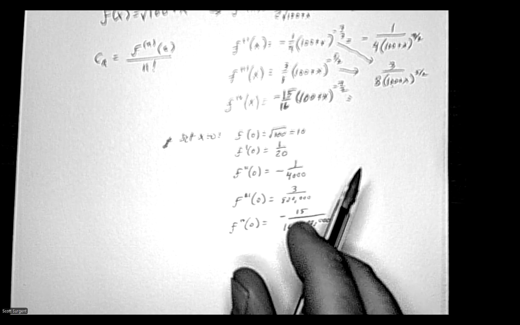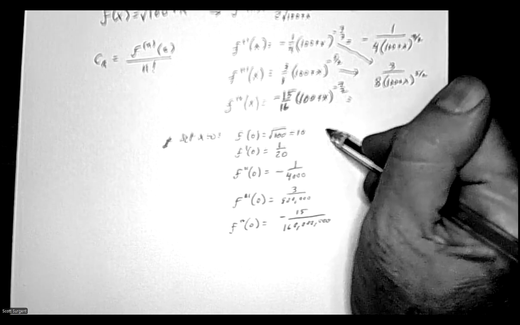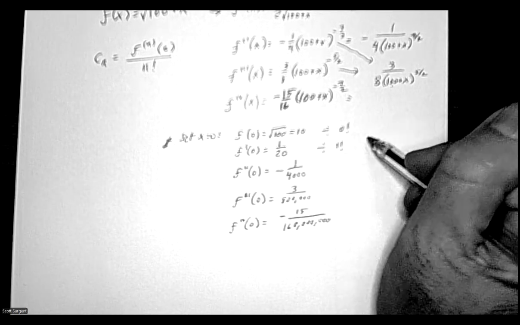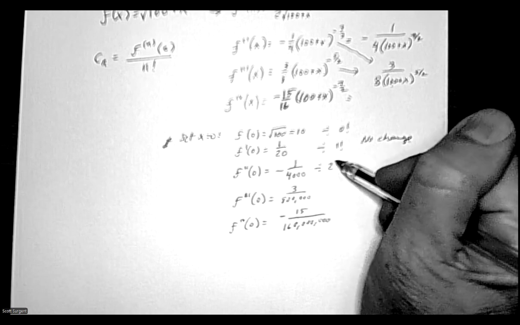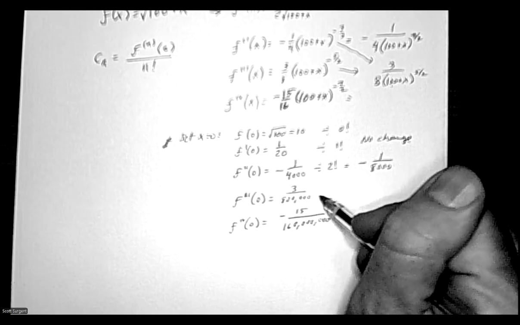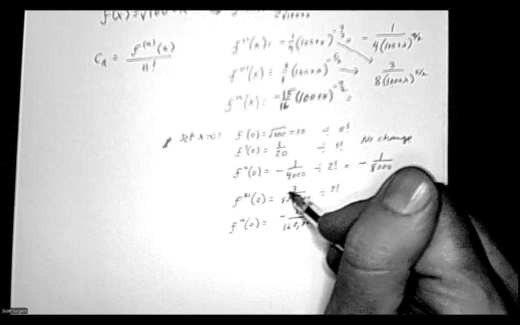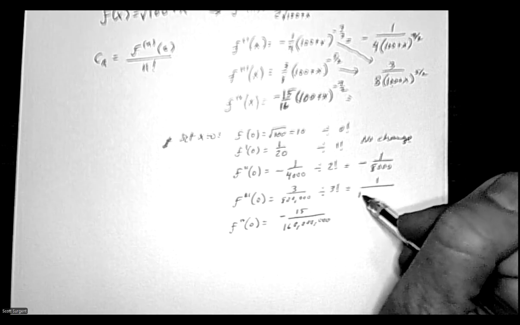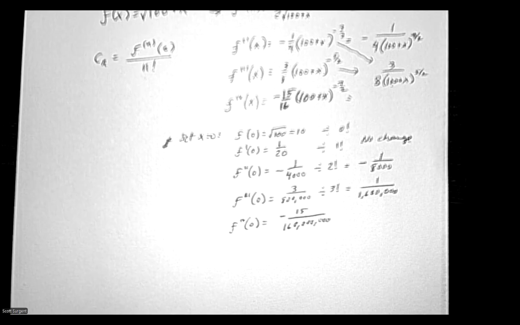So then it appears now, to add to the fun, you have to divide each of these by n factorial. So when you divide by 0 and 1 factorial, you get no change. When you divide by 2 factorial, you're dividing by 2, so that's actually negative 1 over 8,000. When you divide by 3 factorial, that's 6, but 3 over 6 is 1/2, so this is actually 1 over 1,600,000. 4 factorial is going to be 24.